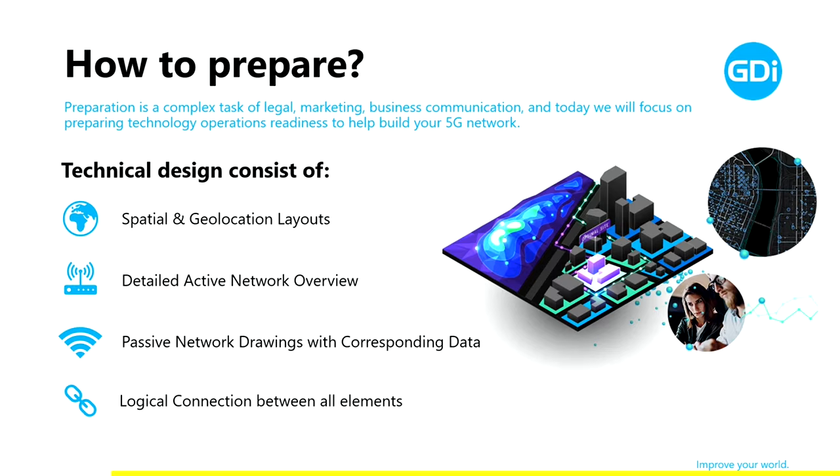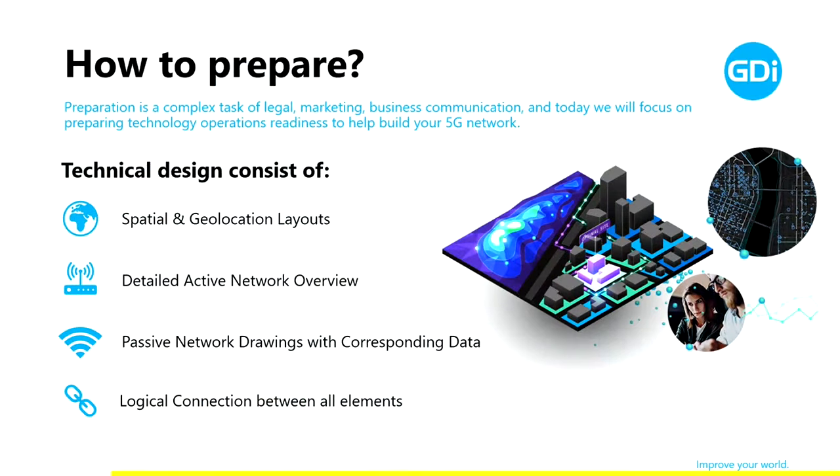Okay, technical design. What does it consist of? Well, we can say that it consists of several things. The first things are plans and projects, so spatial and geolocation layouts. The second thing is a detailed active network overview. The third thing is not active, but passive network drawings with corresponding data, so cables and all of the other stuff regarding the passive network. And at the end, we need to logically connect all of the dots in the network.